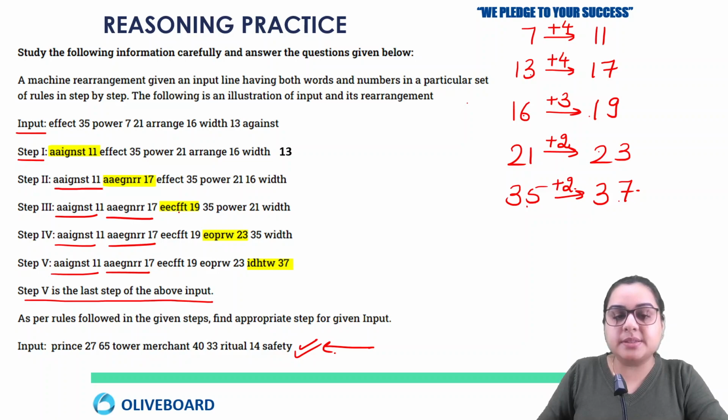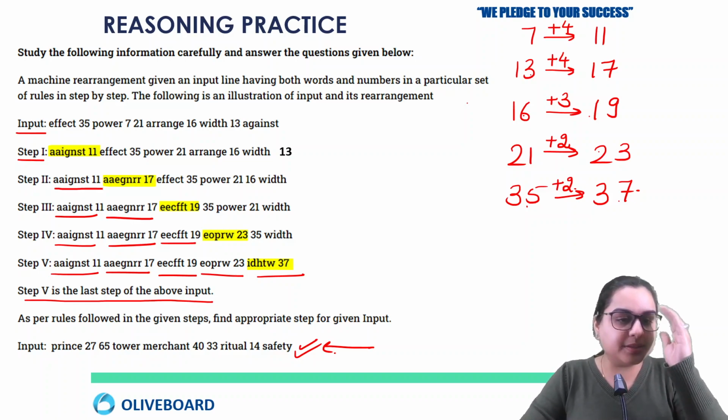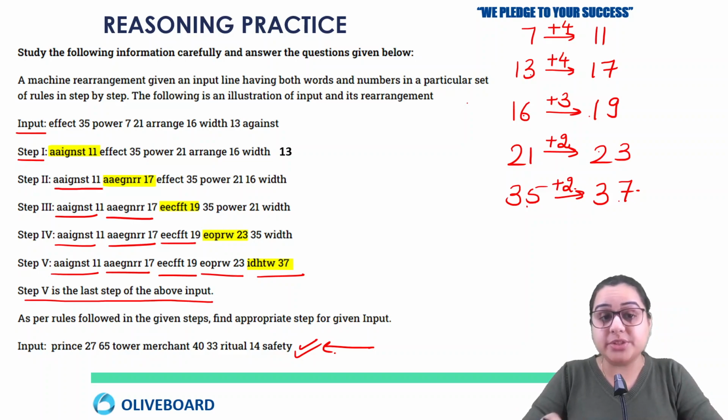Now if in the 3rd step I am arranging effected 19, this will remain in the same position till the last step. Now if in step number 4 I am arranging par and 23, this will remain in the same position till the last step, and width and 37, which is getting arranged in step number 5. Okay, so this is the whole example. Now you need to check the whole example very minutely. I hope this is clear.